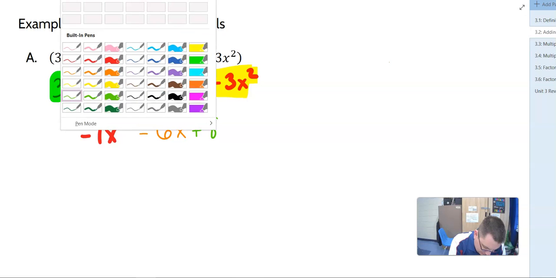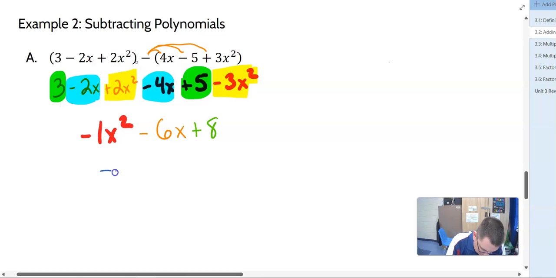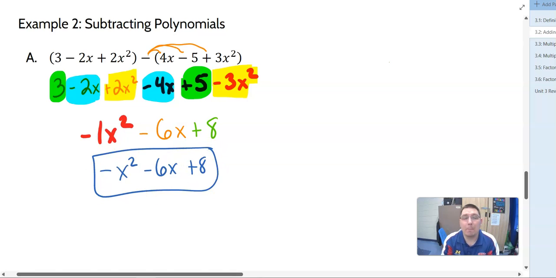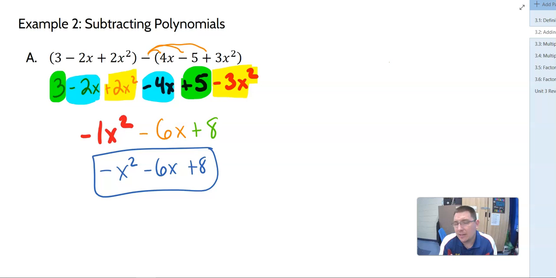And we can simplify the negative 1 in front. We don't need that. And so negative x squared minus 6x plus 8. That is the simplified polynomial for this question. And again, we've distributed that negative out to everything in the second parenthesis. In example B, we're going to look at how we deal with changing the subtraction into addition. So let's go ahead and look at that.